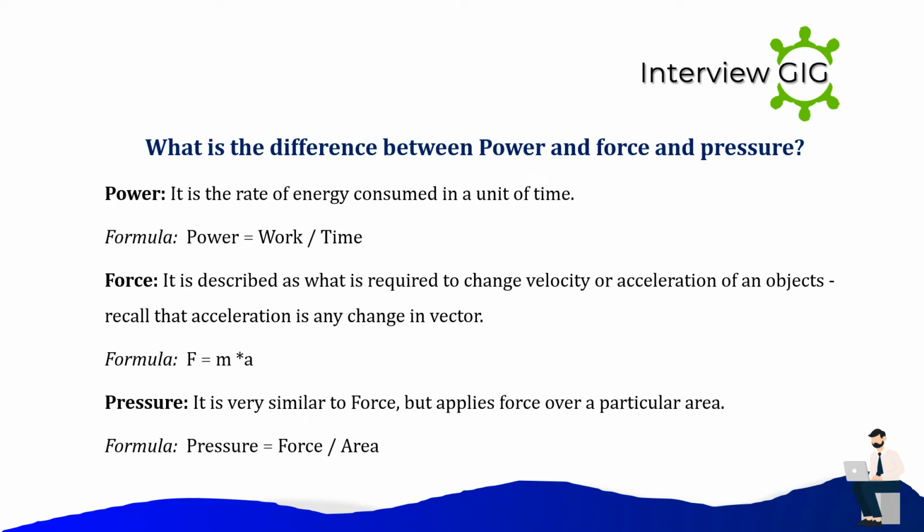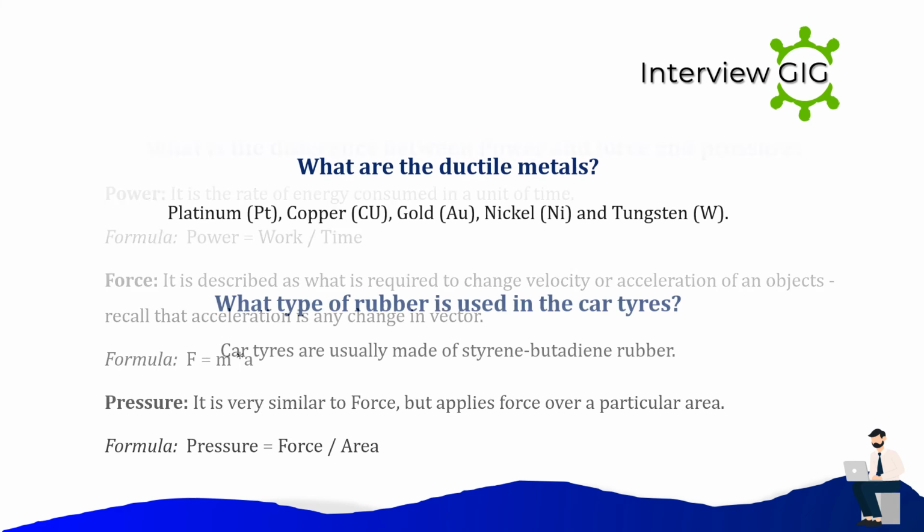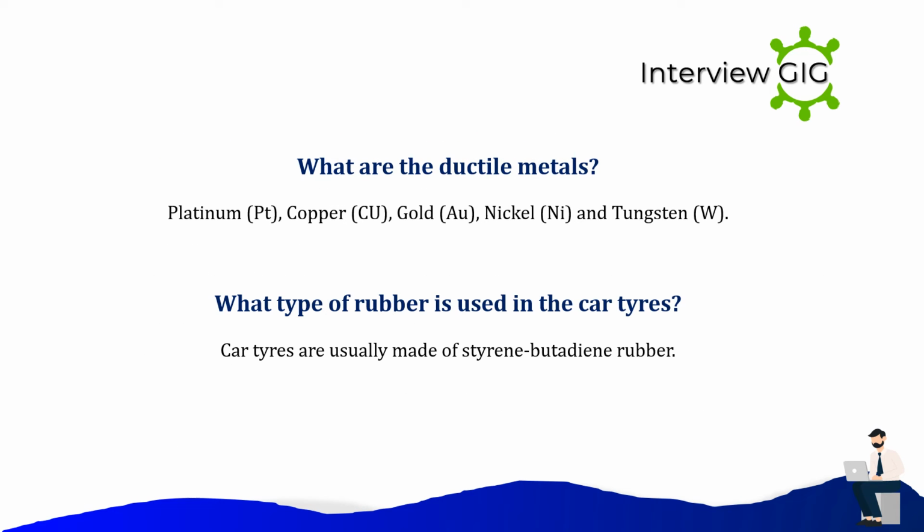Recall that acceleration is any change in vector. Formula: F equals m times a. Pressure is very similar to force, but applies force over a particular area. Pressure equals force divided by area. What are the ductile metals? Platinum, Pt; copper, Cu; gold, Au; nickel, Ni; and tungsten, W.